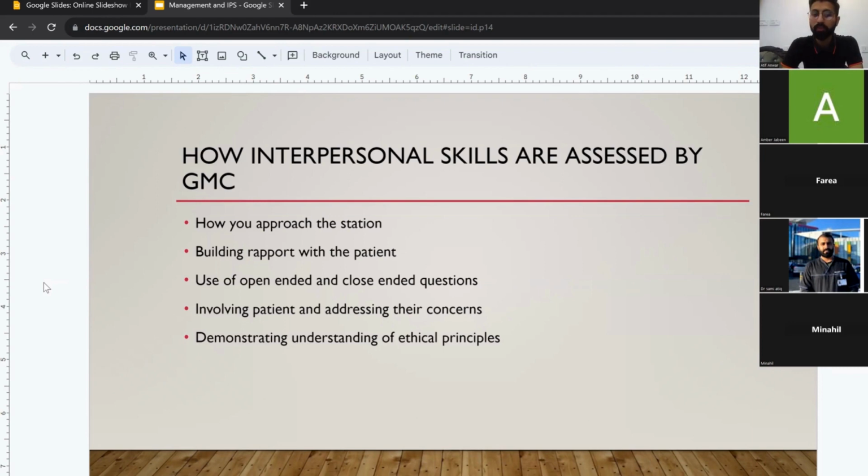The third thing is involving the patient in your consultation and asking them about their concerns.